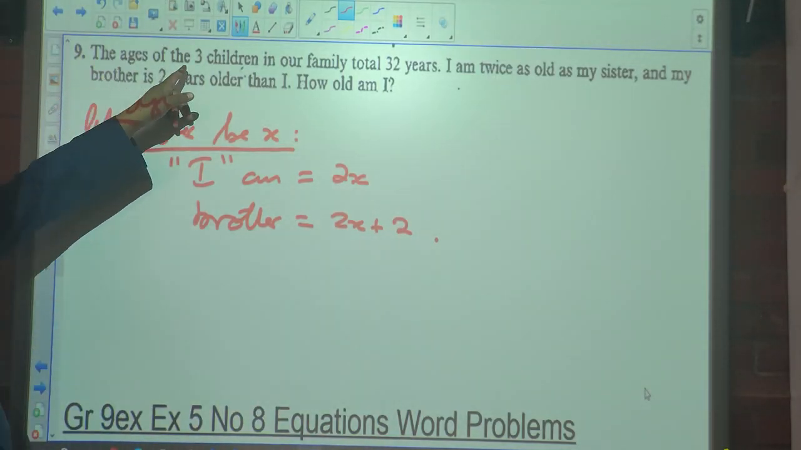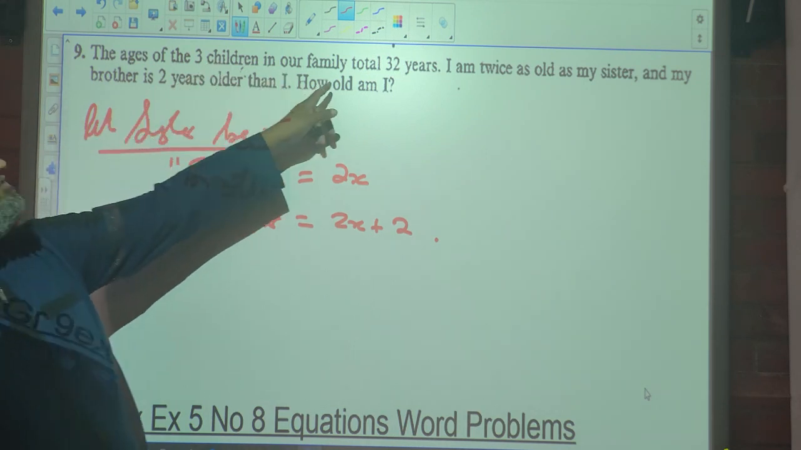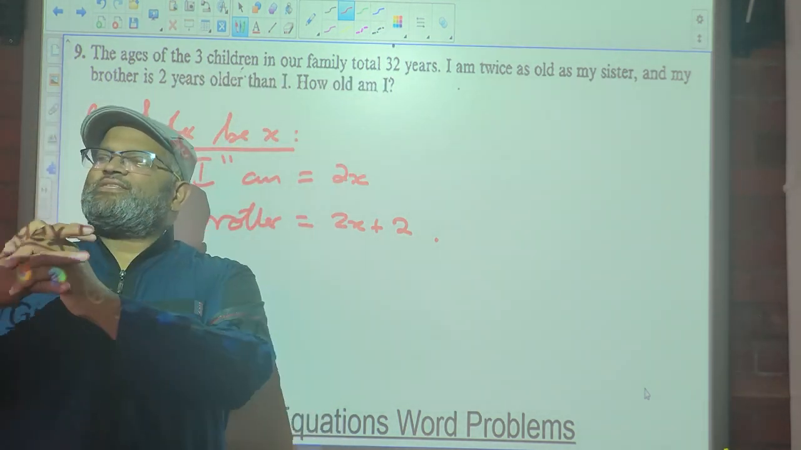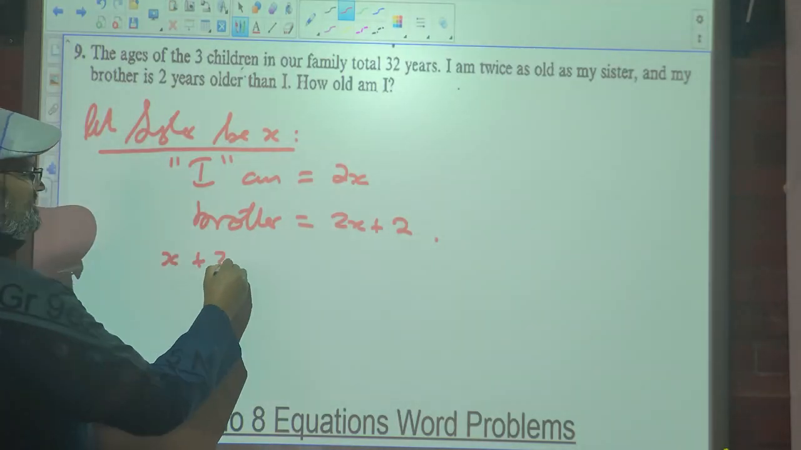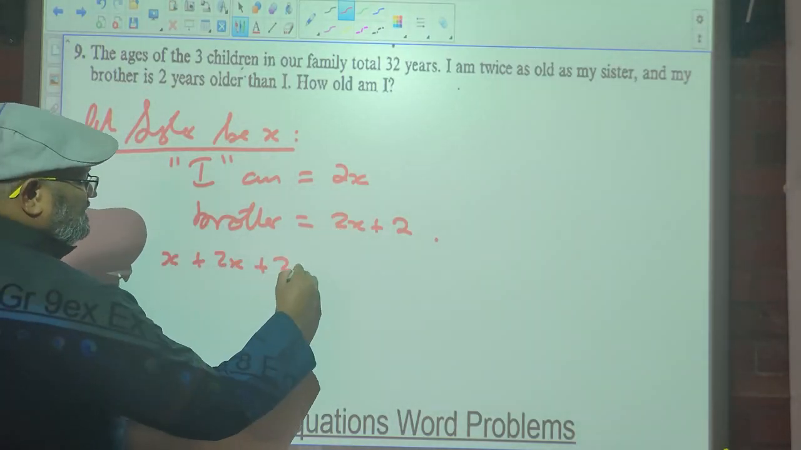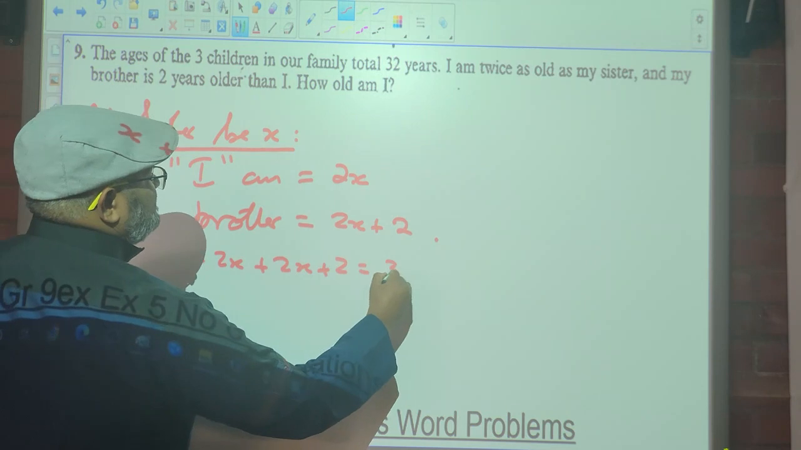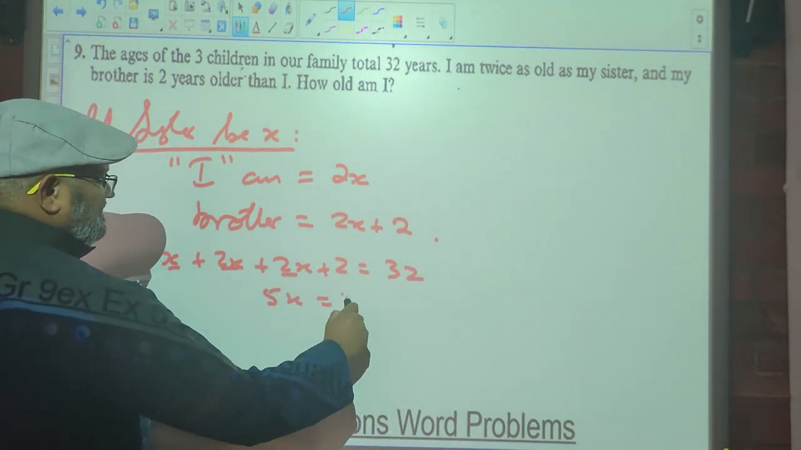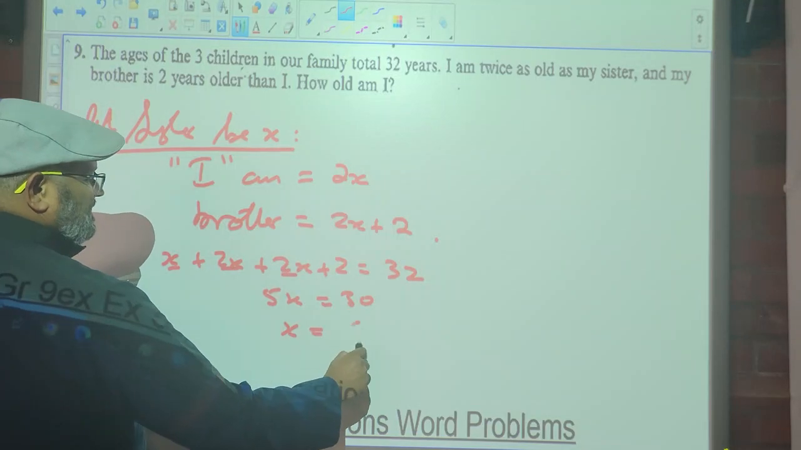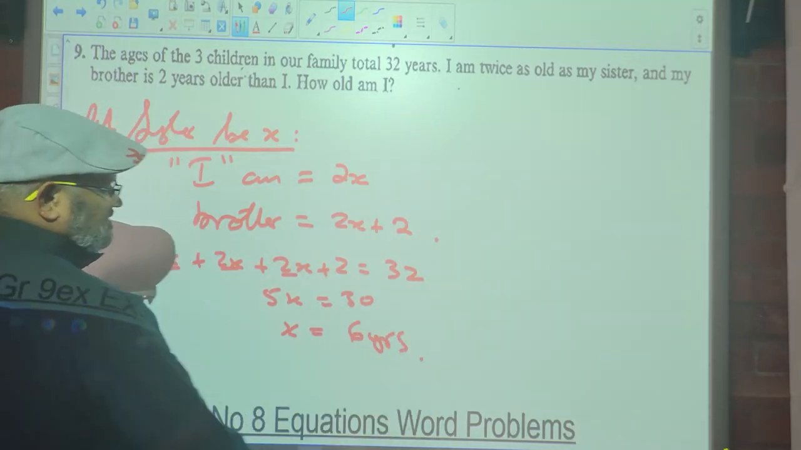The ages of the 3 children in the family total 32. What does that mean? I must add them together, not so? So x plus 2x plus 2x plus 2 is equal to 32. So that's going to give you 5x is equal to 30. So x works out to be 6 years old.